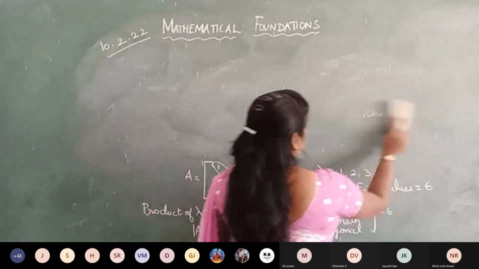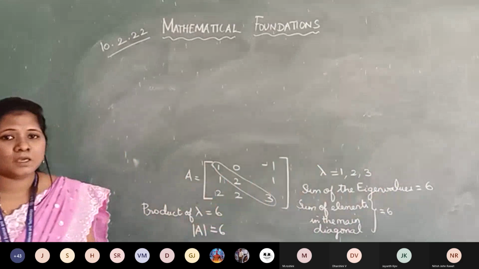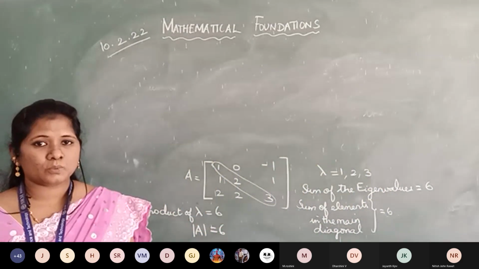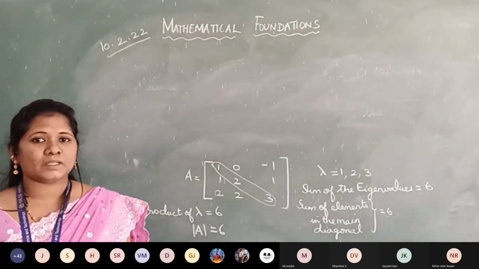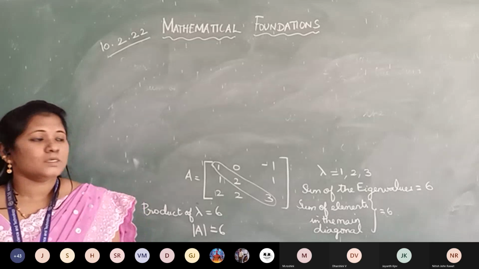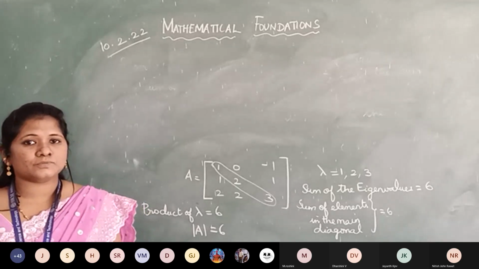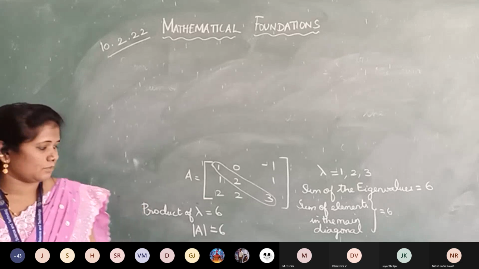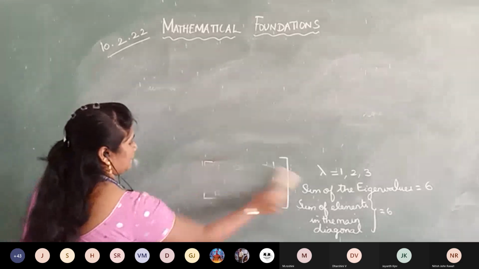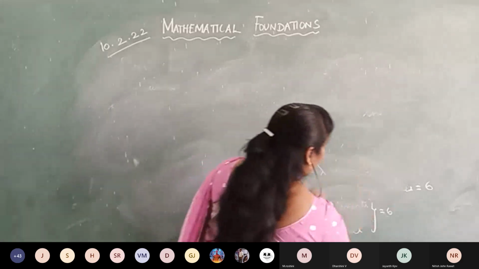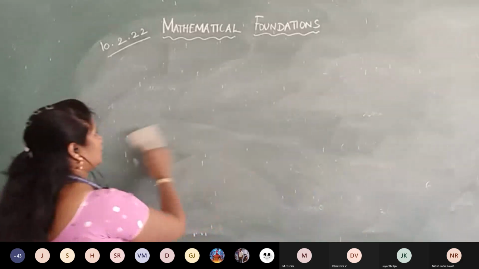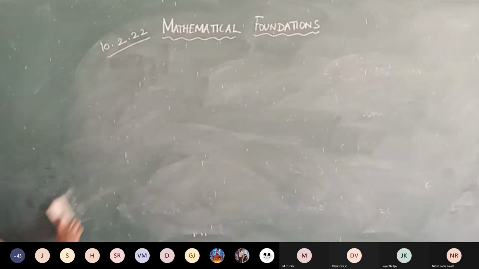So according to property 1, what does it say about the sum of your eigenvalues? Whatever eigenvalues you're getting, the sum of those eigenvalues will be equal to the sum of the main diagonal elements. And similarly, the product of the eigenvalues will be equal to the determinant of A. So that is your property 1. With this property, we will do some problems.